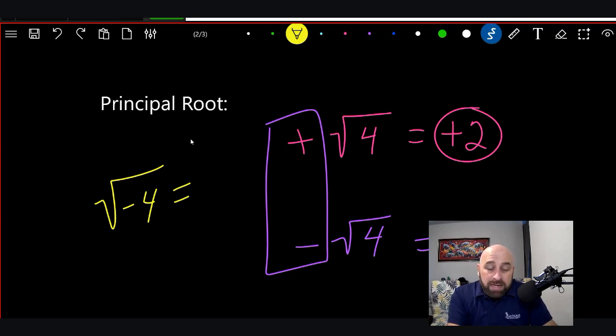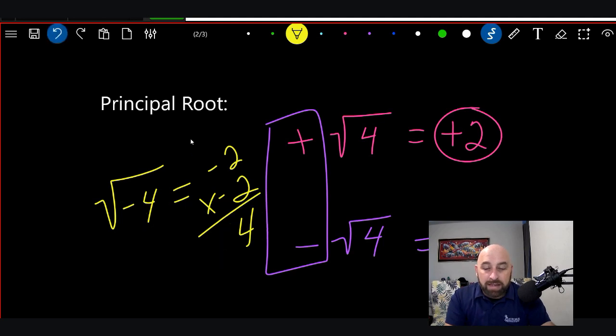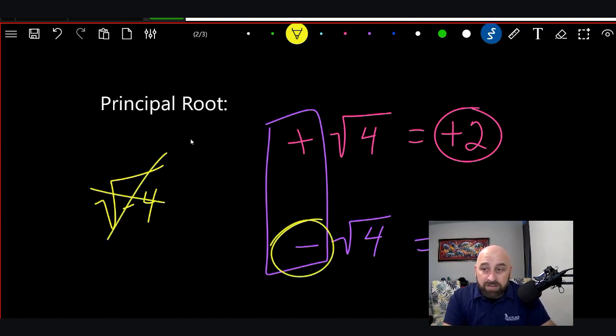So if you multiply negative 2 times negative 2, that gives you positive 4. That does not give you negative 4. This is not a thing. A negative inside the radical sign is not a thing for square roots. We will talk about this later. This is called imaginary, and we'll get to that a little bit later. But for right now, I want you to know that that's not a thing. You can't have that. Now, you can have the negative sign outside.